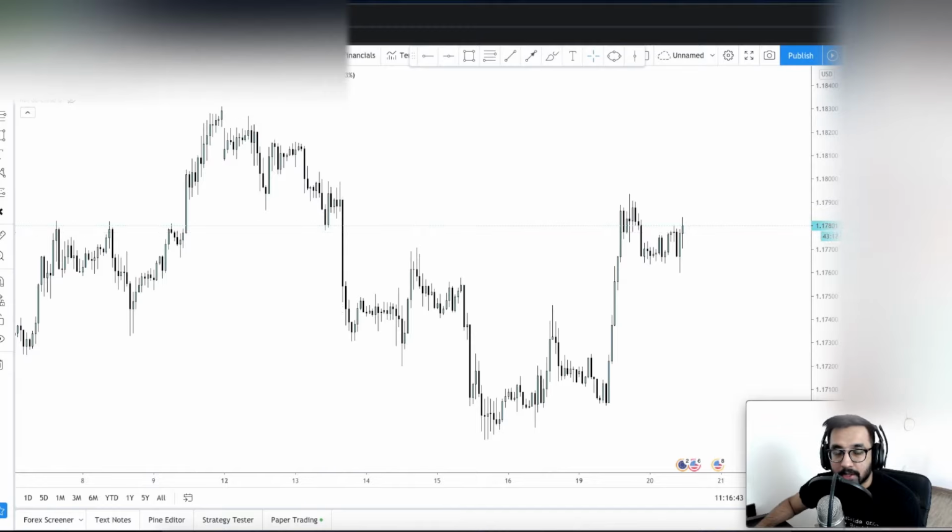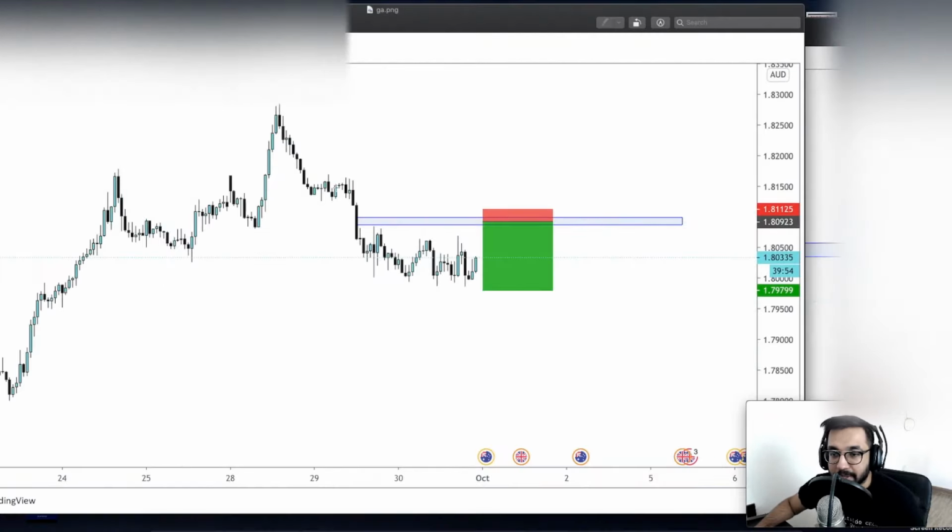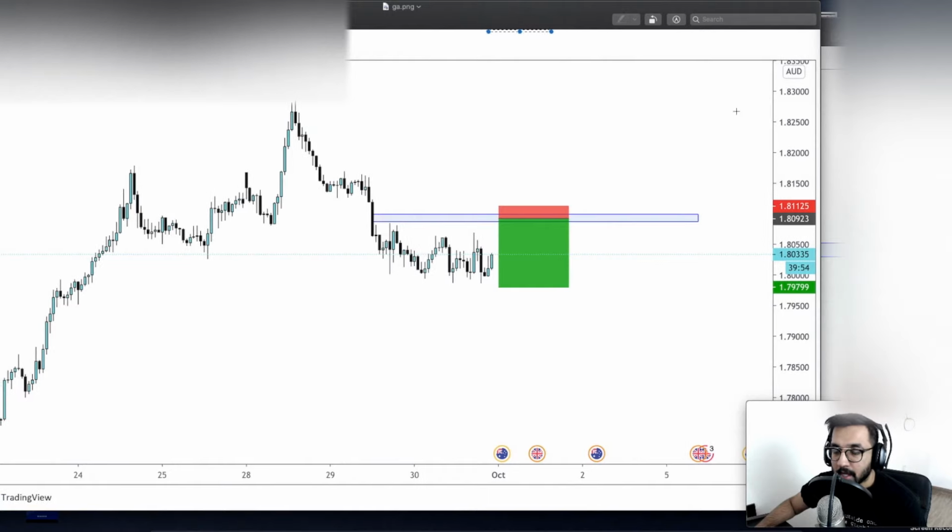So this is an imbalance. Okay, so now let me show you guys some examples. This example I showed in my previous video as well. These are my favorite types of imbalance trades, where the market starts creating liquidity in a downtrend by creating equal highs. This tells me there is a very high chance the market is going to come into this imbalance and then reverse or continue lower.